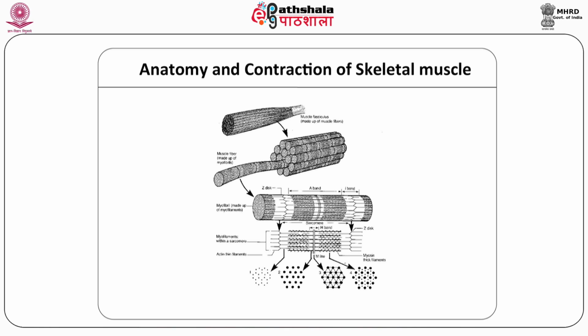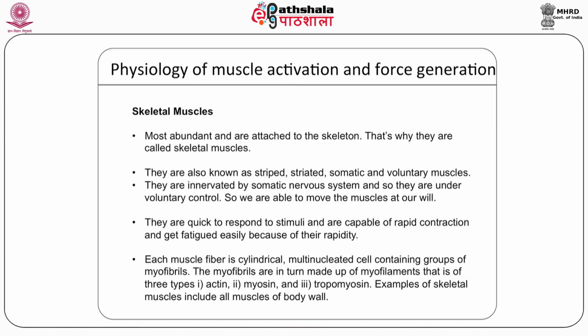The skeletal muscles are the most abundant and are attached to the skeleton. That is why they are called the skeletal muscles. They are also known as striped, striated, somatic and voluntary muscles. They are innervated by the somatic nervous system, so they are under voluntary control. So, we are able to move the muscles at our will.